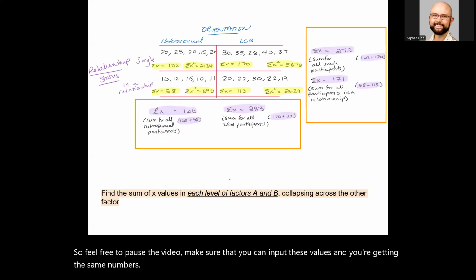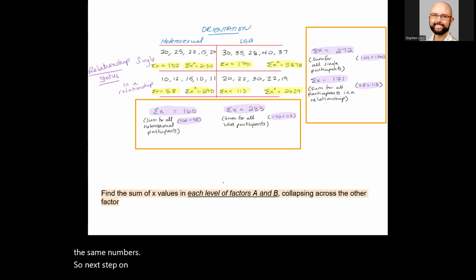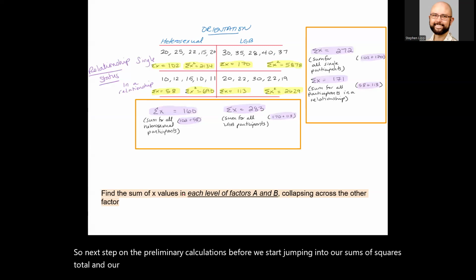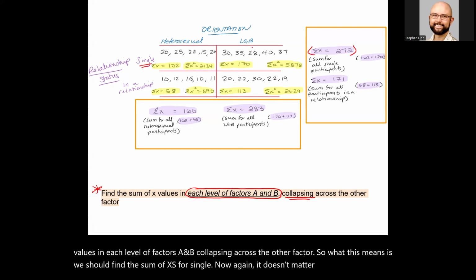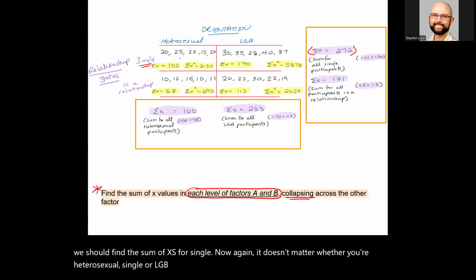So next step on the preliminary calculations, before we start jumping into our sums of squares total and our sums of squares between groups, etc., is that you should find the sum of x values in each level of factors A and B, collapsing across the other factor. So what this means is we should find the sum of x's for single. Now, again, it doesn't matter whether you're heterosexual single or LGB single, you're still single, right?